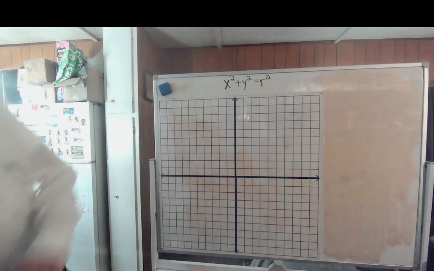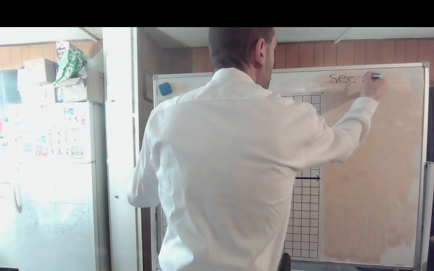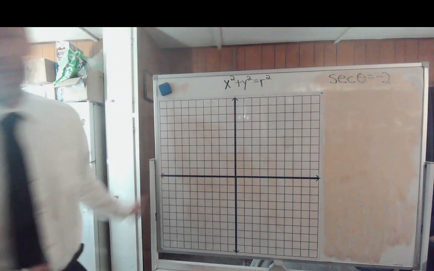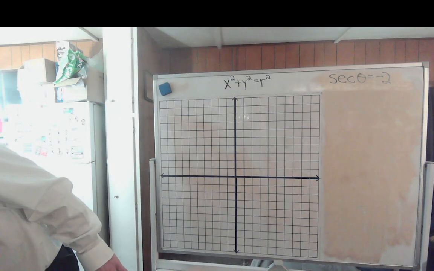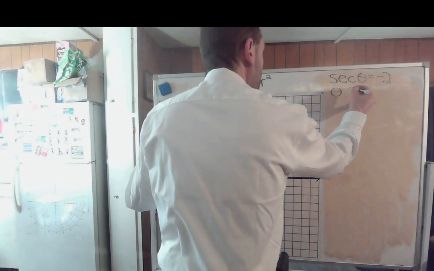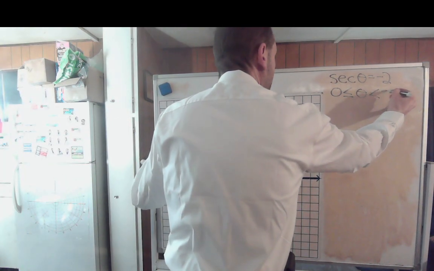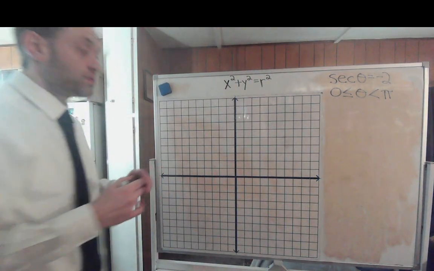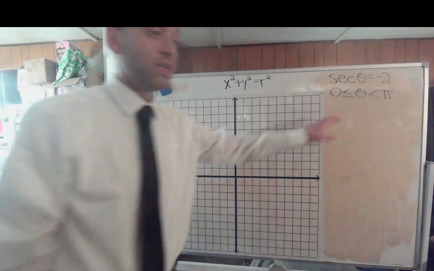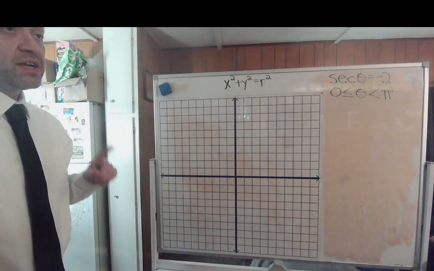Okay, so we have that the secant of theta equals negative 2. We start out with that. And then we have that, this is really good, that 0 is less than or equal to theta, which is less than pi. So this looks pretty loaded here, but that second part especially is really directing you. So the secant of theta equals -2.